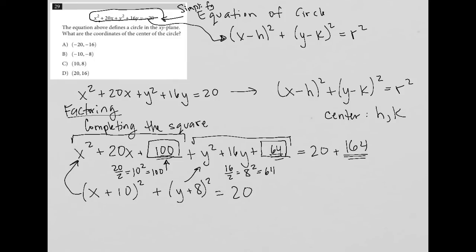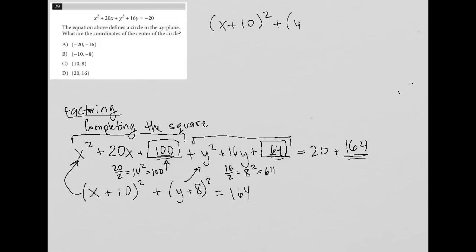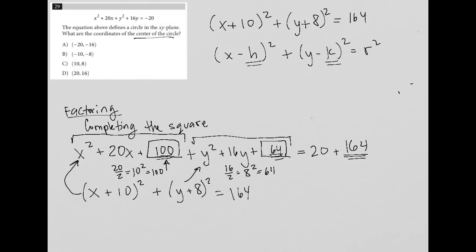So then really what I have here on the right-hand side isn't negative 20 any longer. It's actually 144. So just to give us some space and give us some clarity as to what we have here, let me get rid of all of this. So we have (x plus 10) squared plus (y plus 8) squared equals 144. And remember, we're comparing this to (x minus h) squared plus (y minus k) squared equals r squared. And what we're trying to find is h and k because that's our center. And the question asks for the center of the circle.